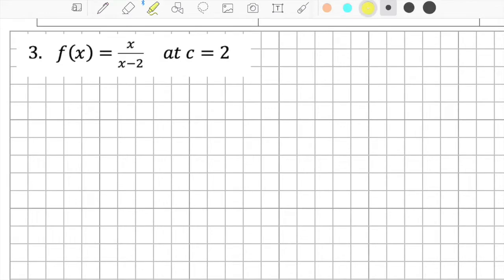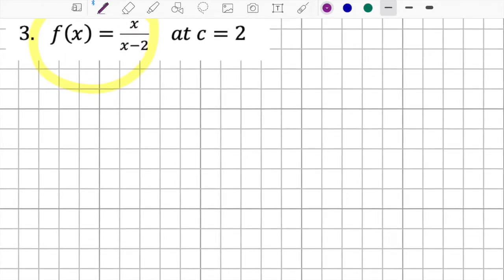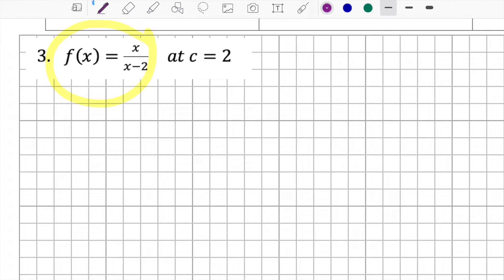Okay, on to number 3. So here we have a rational function, x over x minus 2. And whenever you have a rational function, you have to be careful. You want to check the domain of the rational function. In order for you to do that, let's check the denominator. So in the denominator, we have x minus 2. And what we want to do is find out when is it equal to 0. So set it equal to 0 and then solve for x. If we solve for x, we get x equals 2.